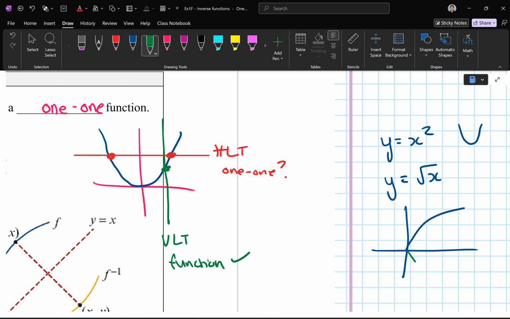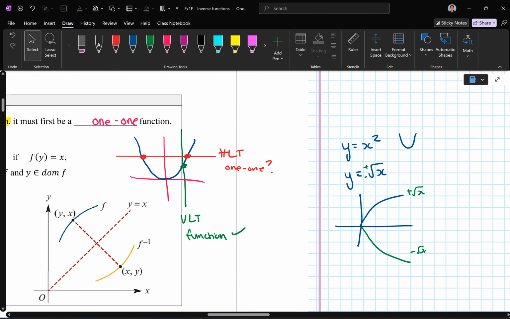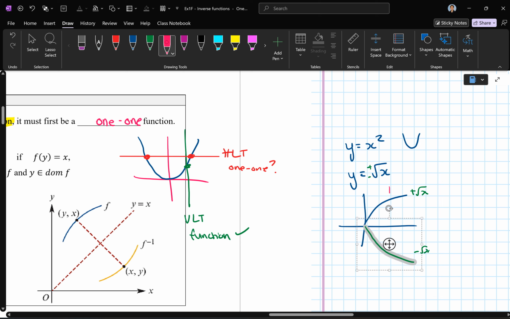If you actually really think about it, it should include this part too. Because a square root relation, well, why we call it a relation is because you've got a positive and a negative. This is the positive root version, and this is the negative root version. But you see, if I did a vertical line test on this one, is that a function? No.